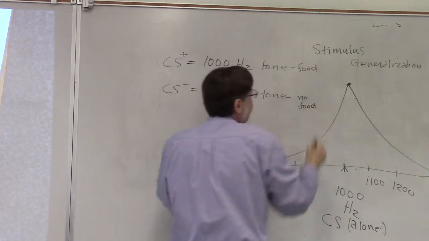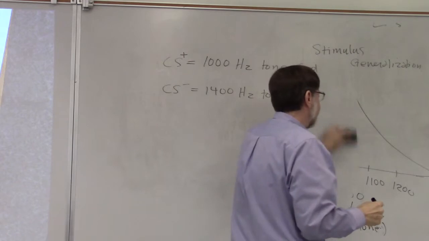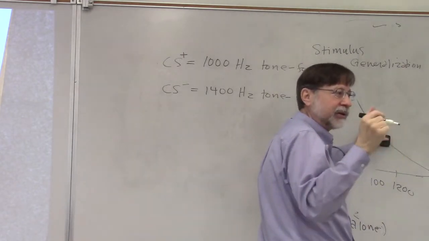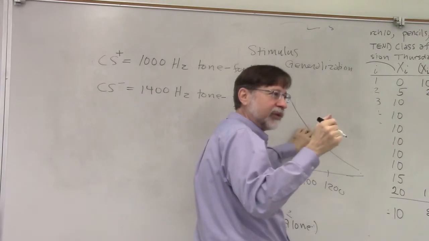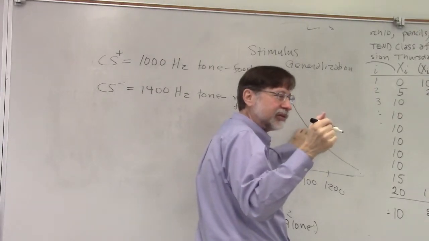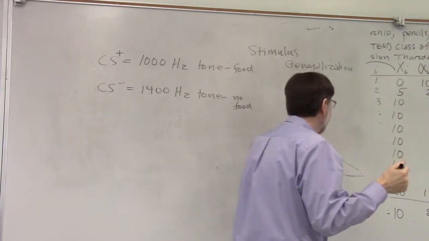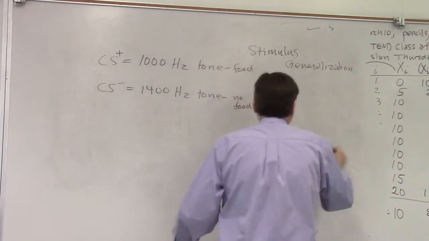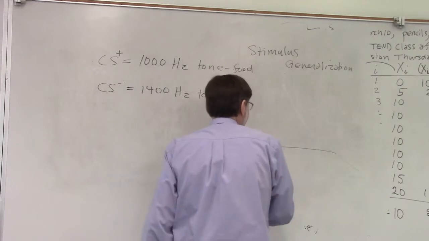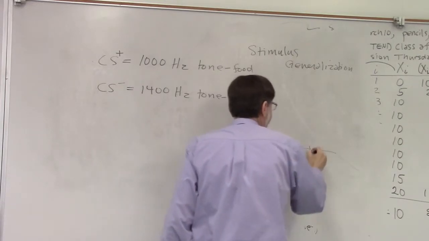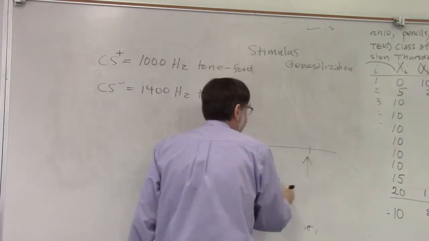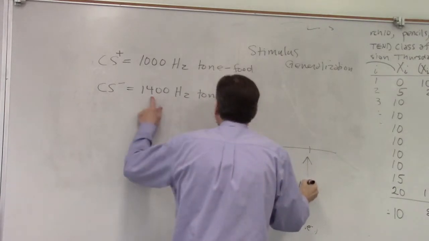So now the animal has two kinds of trials. Trials in which we ring one bell, ding, and another bell, ding. One of them is paired with food and the other one isn't. So the animal learns to discriminate, to respond maximally. And it turns out that if the CS plus is 1,000 and the CS minus, what did I say, 1,400?